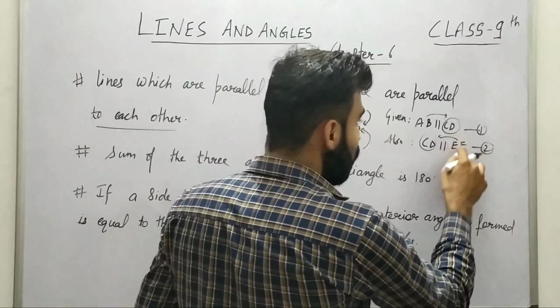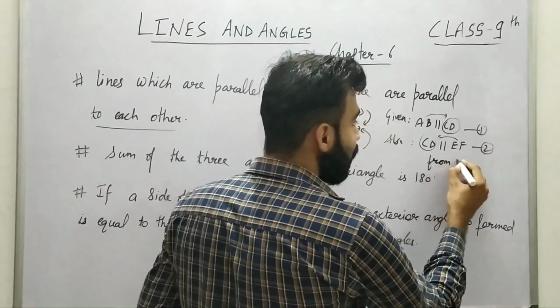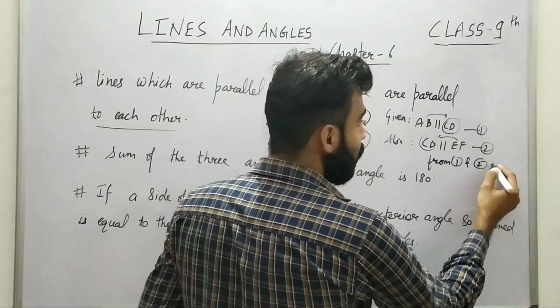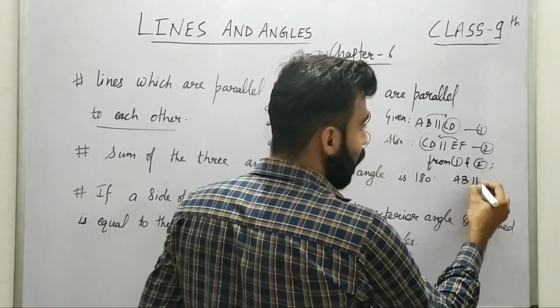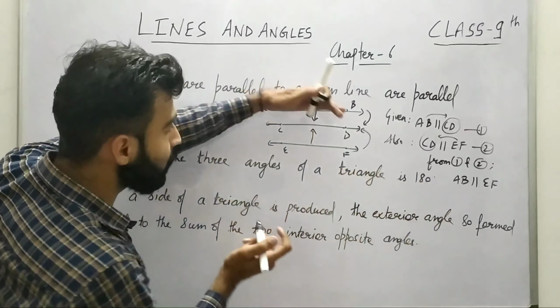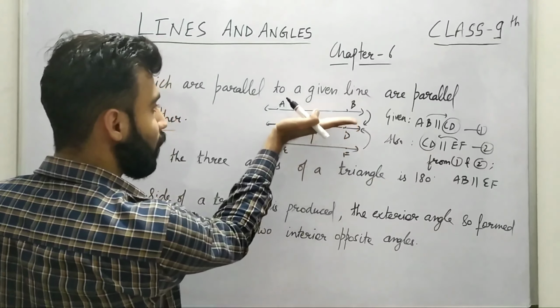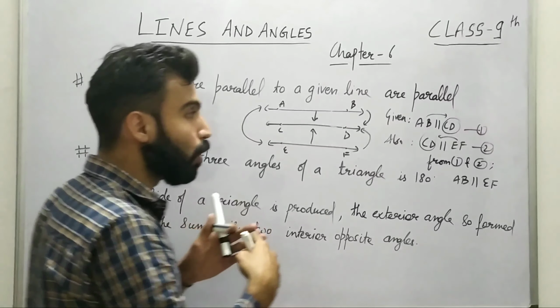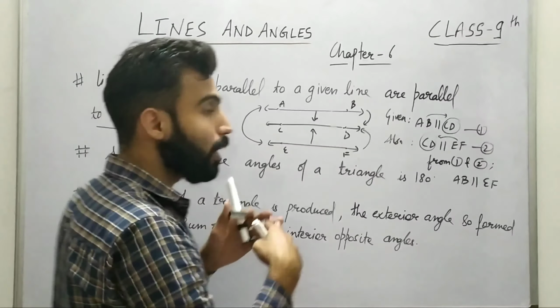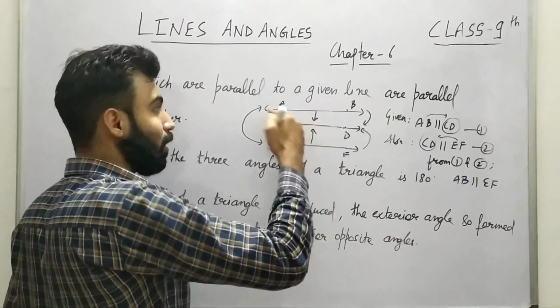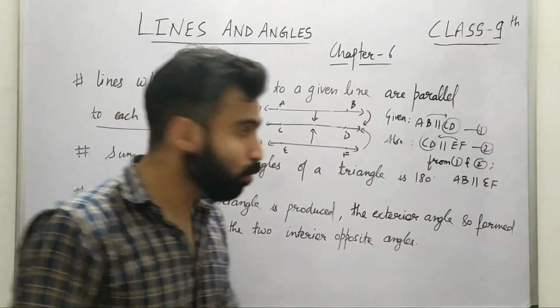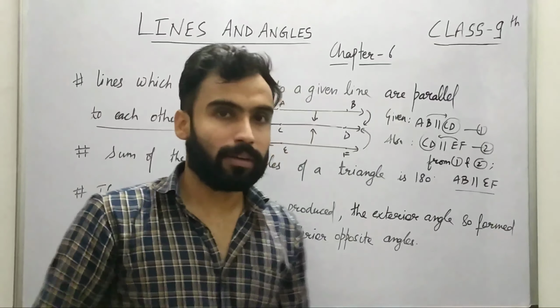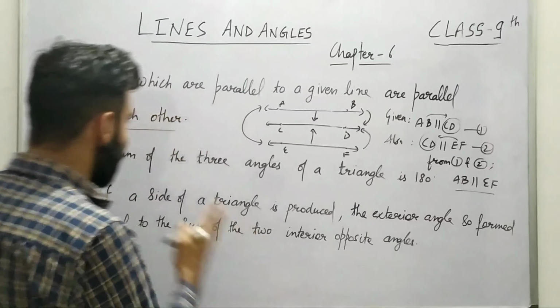That means by both the first and second conditions, we can conclude that AB will be parallel to EF. This is parallel to this and this is parallel to this, so both these two lines will be parallel to each other, right? That means AB will be parallel to EF. We can conclude like this. So let's move to the next topic now.